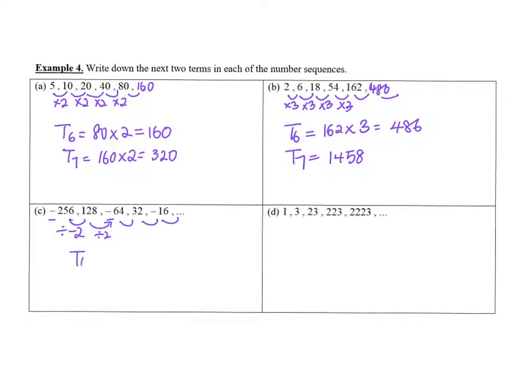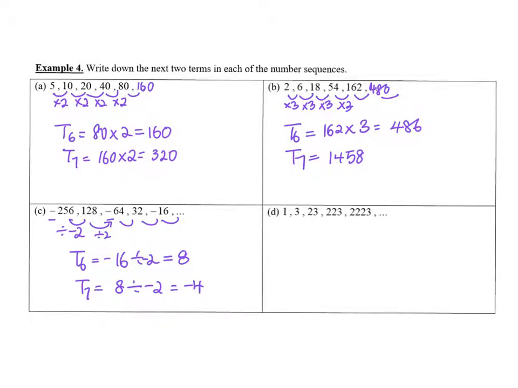So term 6 will be taking -16, divide by -2, sorry, to give you the number positive 8. And then term 7 will be from positive 8, divide by -2 to give you the term -4.